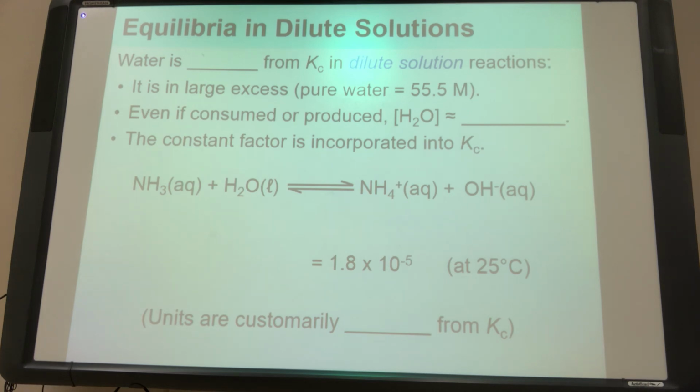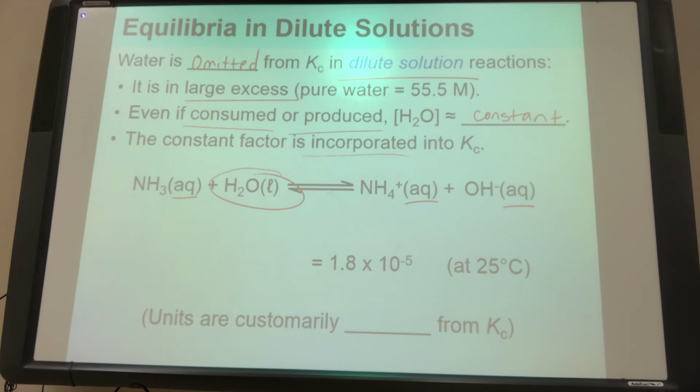So let's think about this. Water is going to be omitted from the Kc, especially in dilute situations. If I have a dilute solution, that means it's kind of like watered-down Kool-Aid. It's going to have a lot of water. There's going to be water in excess because most everything is going to be aqueous, which means it's in water. So the water is in a large excess. Even if it's part of the reaction, even if it's being consumed or made, the concentration of the water doesn't change that much, because there's so much of it. If I just made a little bit more or used a little bit of it, the concentration might change, but the amount it changes is so small that we can just ignore it. So if it's pure water, we're going to ignore it, and it's just going to be absorbed, just like the solid.